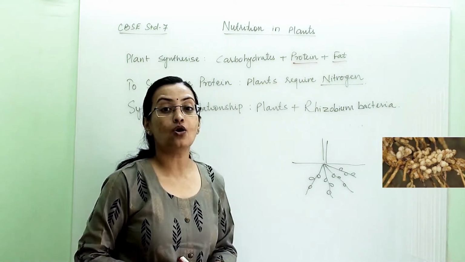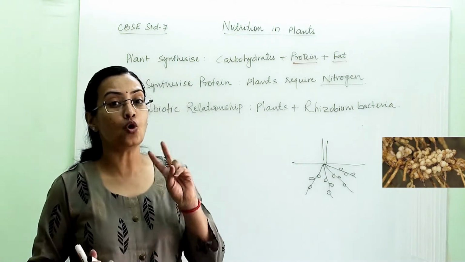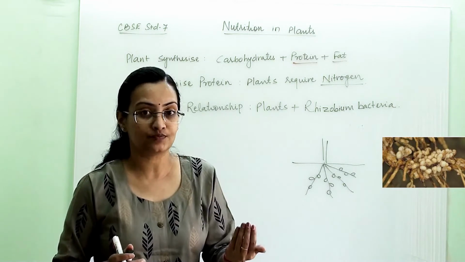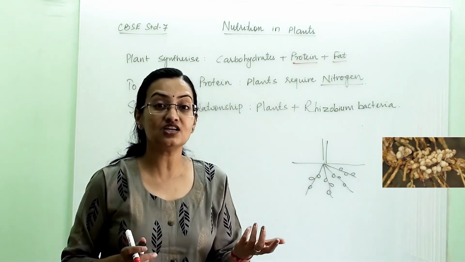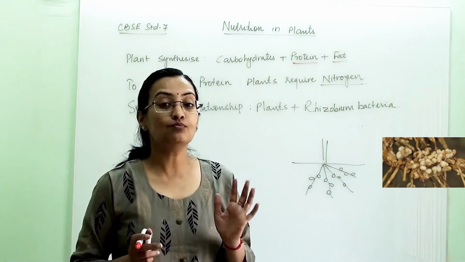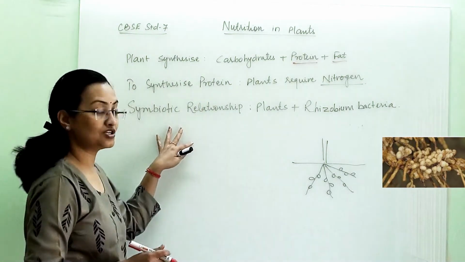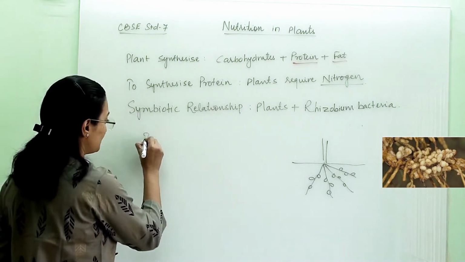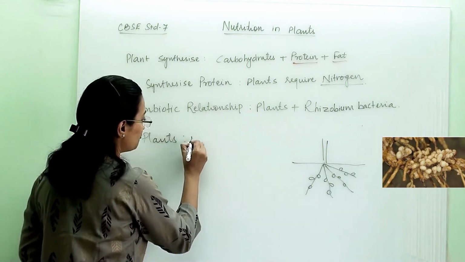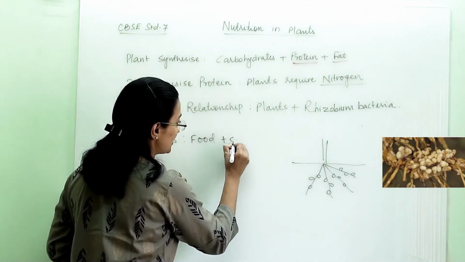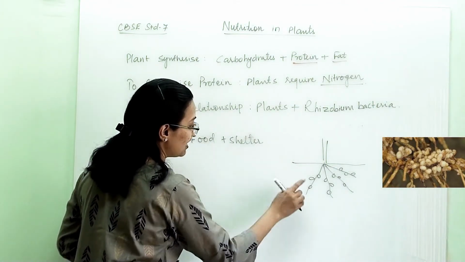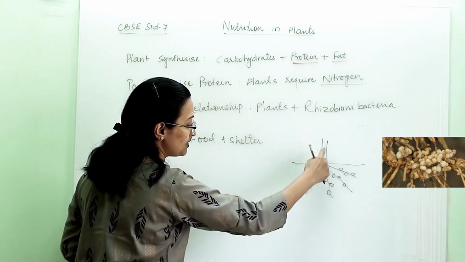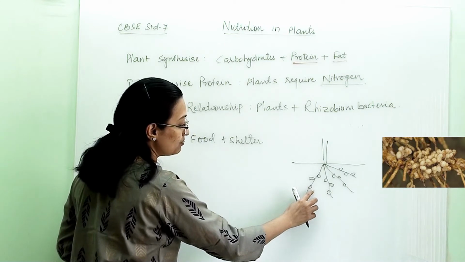Now what is the meaning of symbiotic relationship? When two organisms are living together, and it is beneficial for both. Both are in turn giving each other something, and they both will survive, and that relationship is known as a symbiotic relationship. When we are talking here about plants, plants will give food and shelter. They will allow this bacteria to stay in their roots, and whatever food the plant is making will be taken up by this bacteria.